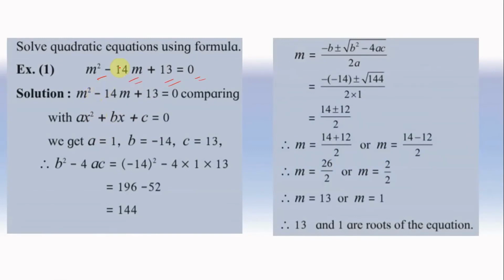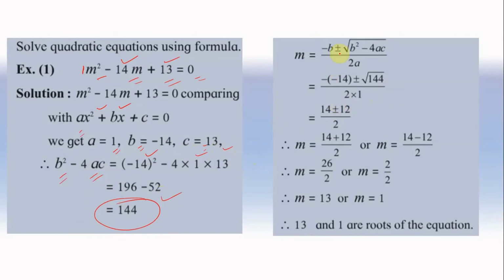Whether the given equation is a quadratic equation, yes, surely it is in the form of ax square plus bx plus c. So we know what a is over here. A is 1 because it is m square, b is equal to minus 14, c is equal to 13. So we got a, b, c, and our formula demands only that much. First we will try to find out b square minus 4ac. Simply by substituting the values we got the answer 144.